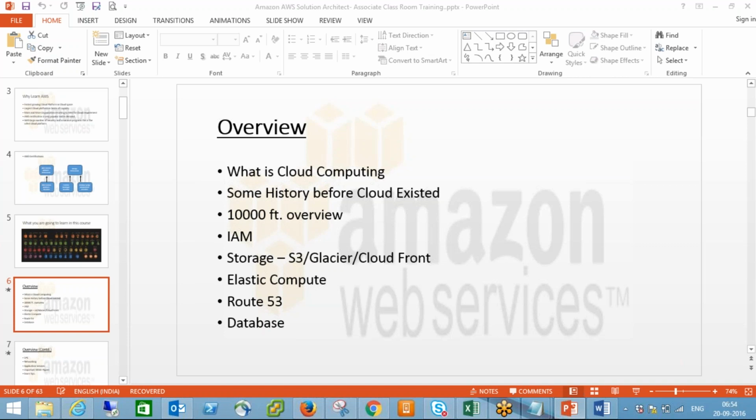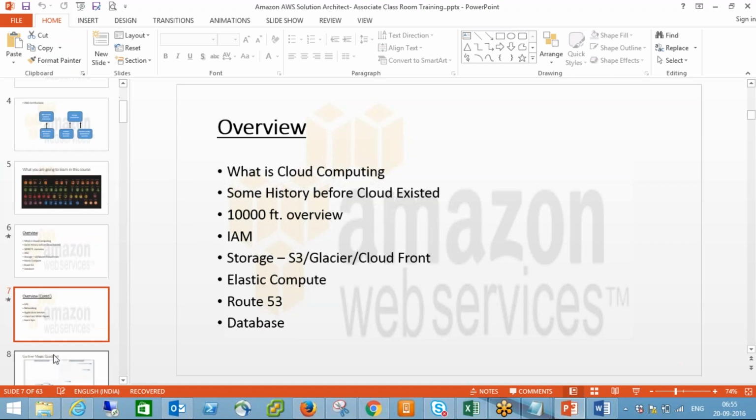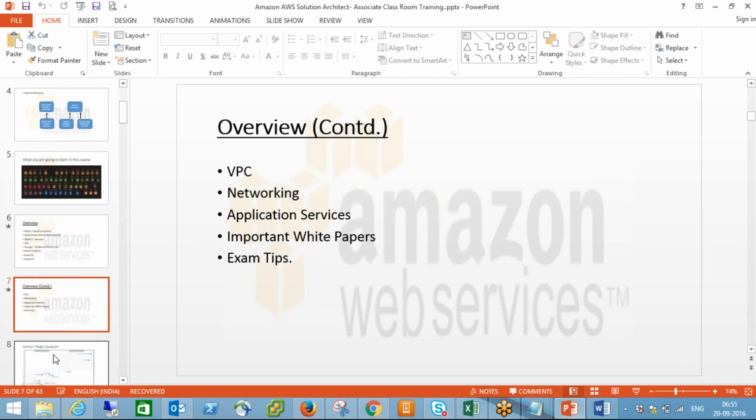We would be doing a 100 feet overview of all the services. When I say 100 feet overview, I will be giving you an overview of all the services that exist as of today. And we will dig more into other services like IAM, storage, S3, Glacier, CloudFront, Elastic Compute, Route 53, the DNS service, and other database services that are available. VPC, virtual private cloud, is a virtual data center on cloud space where you provision all your resources behind the VPC. Then networking, we have services like Elastic Load Balancer, Direct Connect, IPsec VPN, and application services like API Gateway, API Gateway Cache, SNS, SQS, SES, a lot of services.